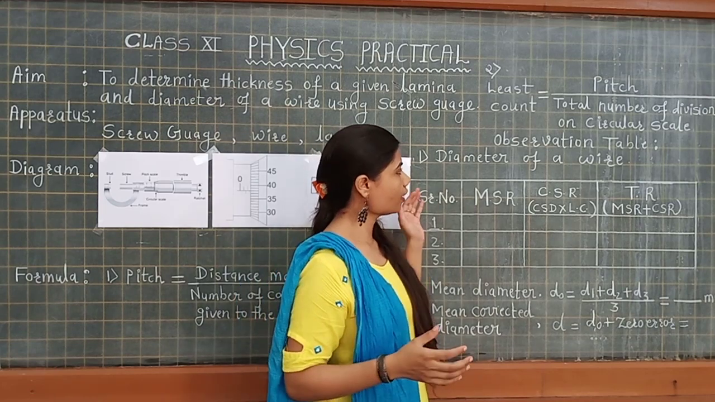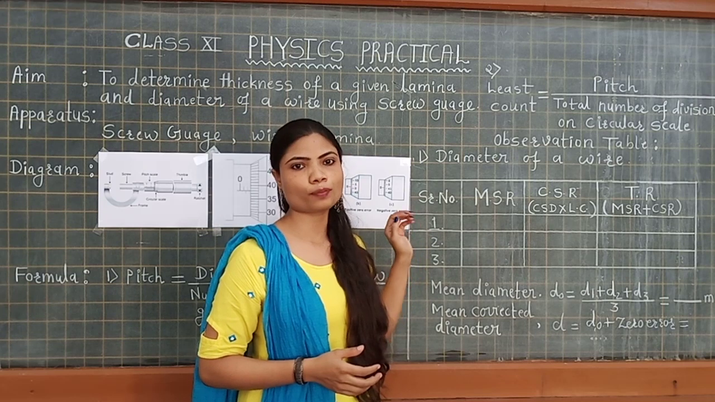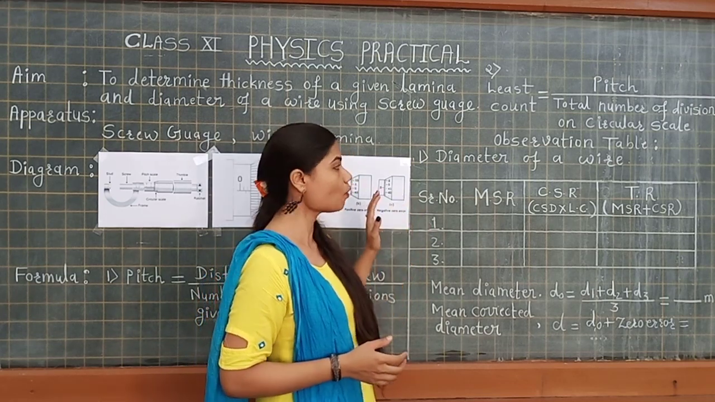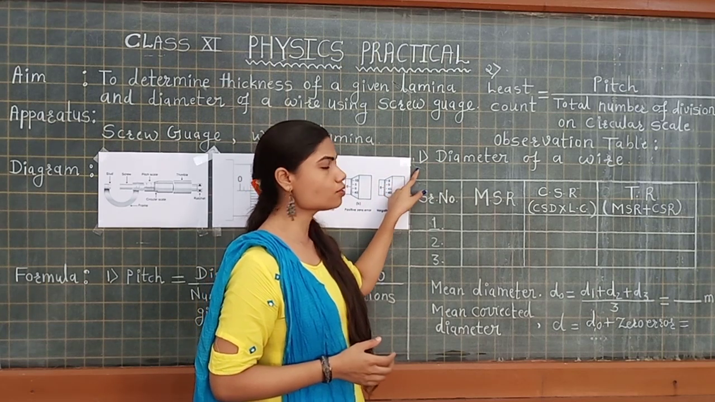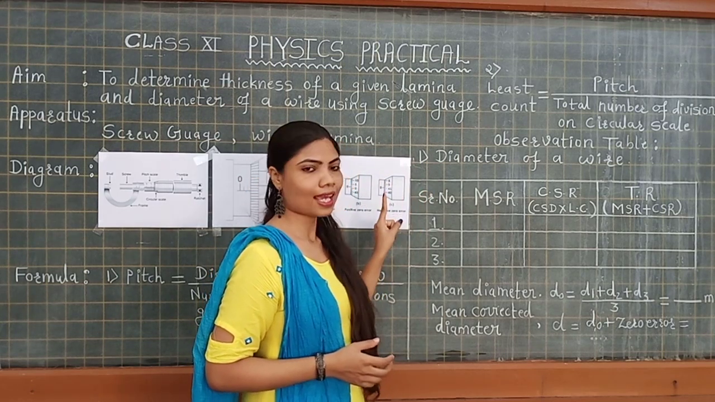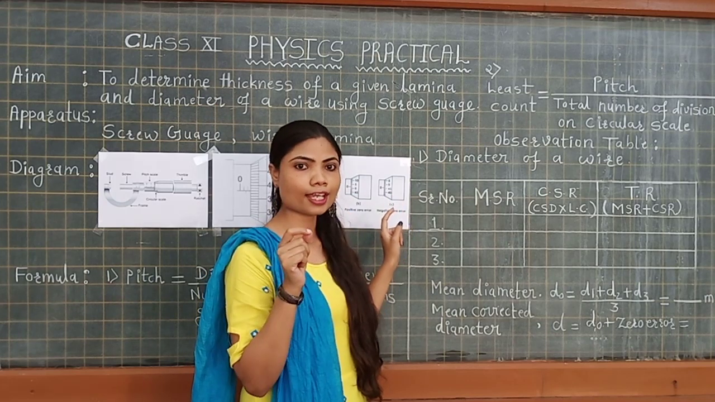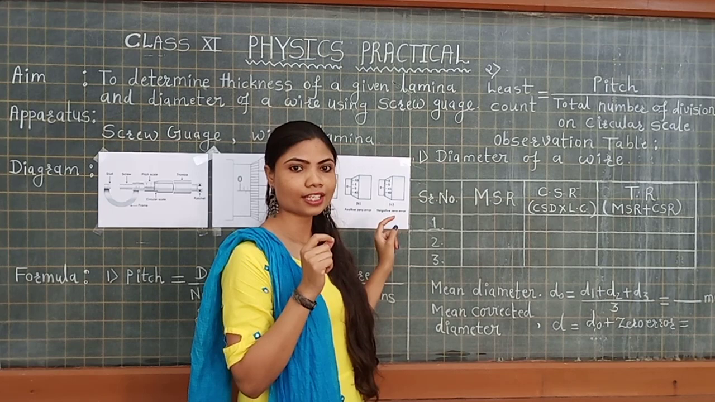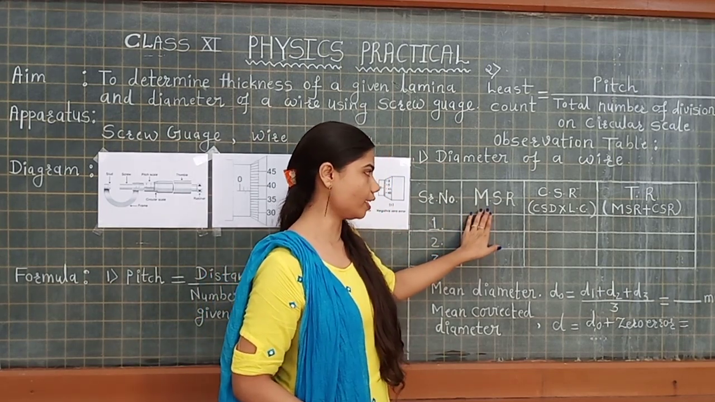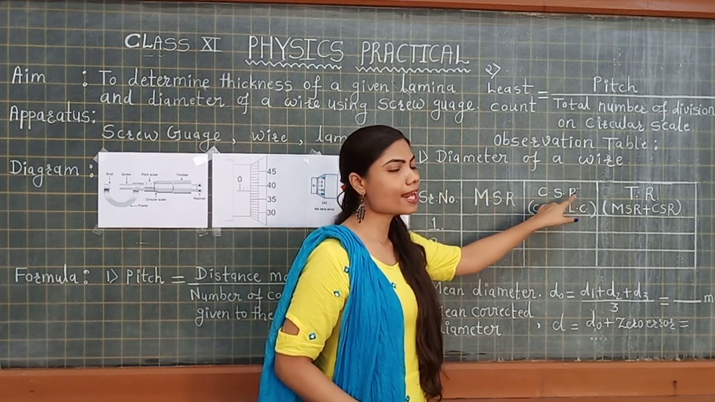Okay. So dear children, next to that, our observation table is to be introduced. This observation table is very important. We are going to use here the main scale reading, as I have shown you, with the help of the reference line, which is called the linear reading. Okay, so this is nothing but your main scale reading. Next to that, the circular scale reading.